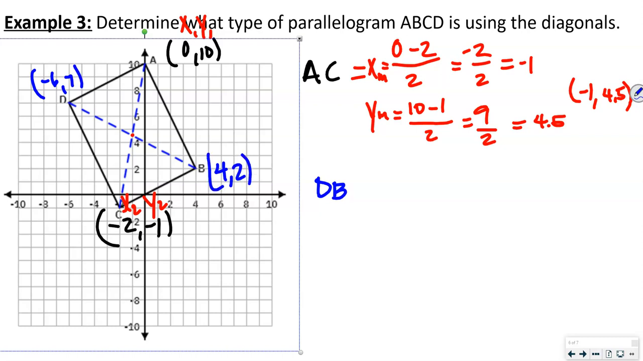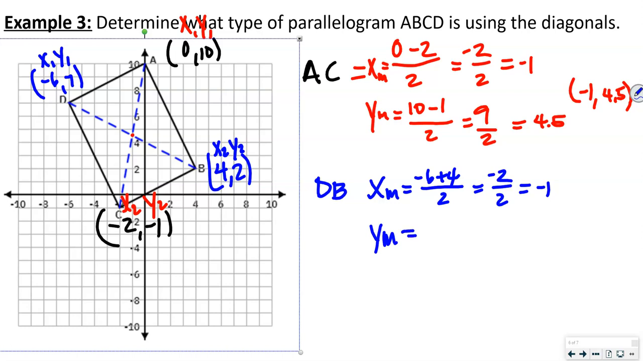Okay, so once again, we're going to add our x's. x1, y1, x2, y2. For the midpoint of x: negative 6 plus 4 divided by 2. That's negative 2 divided by 2, which equals negative 1. Notice they're the same, and they should be if this is a parallelogram. Then we've got ym: 7 plus 2 divided by 2. That's 9 divided by 2 again, so that's 4.5 as well.